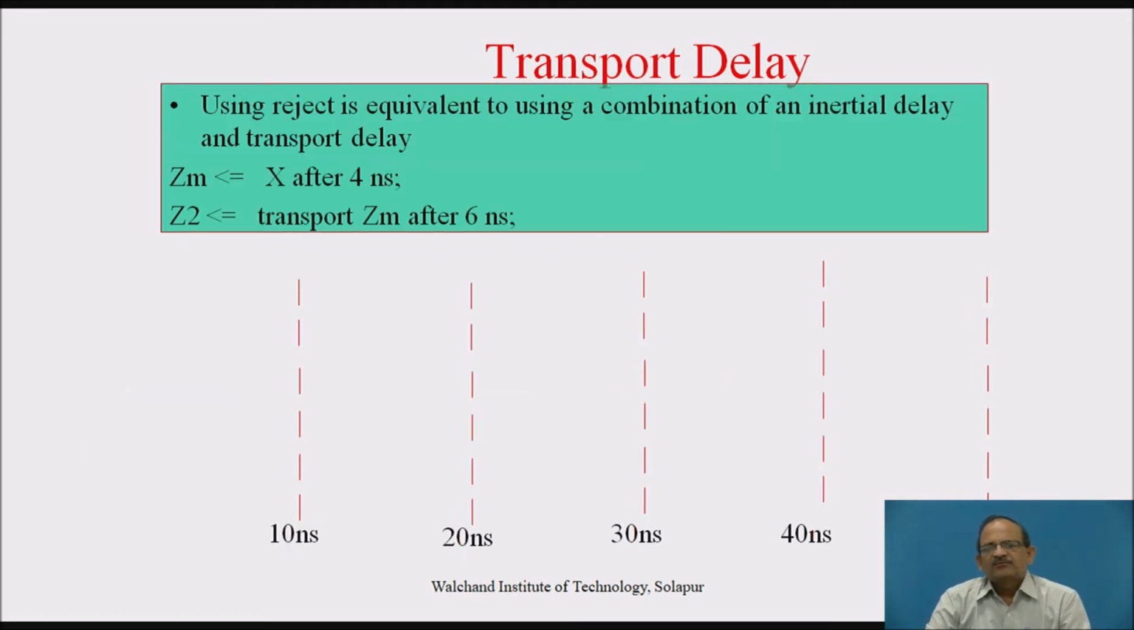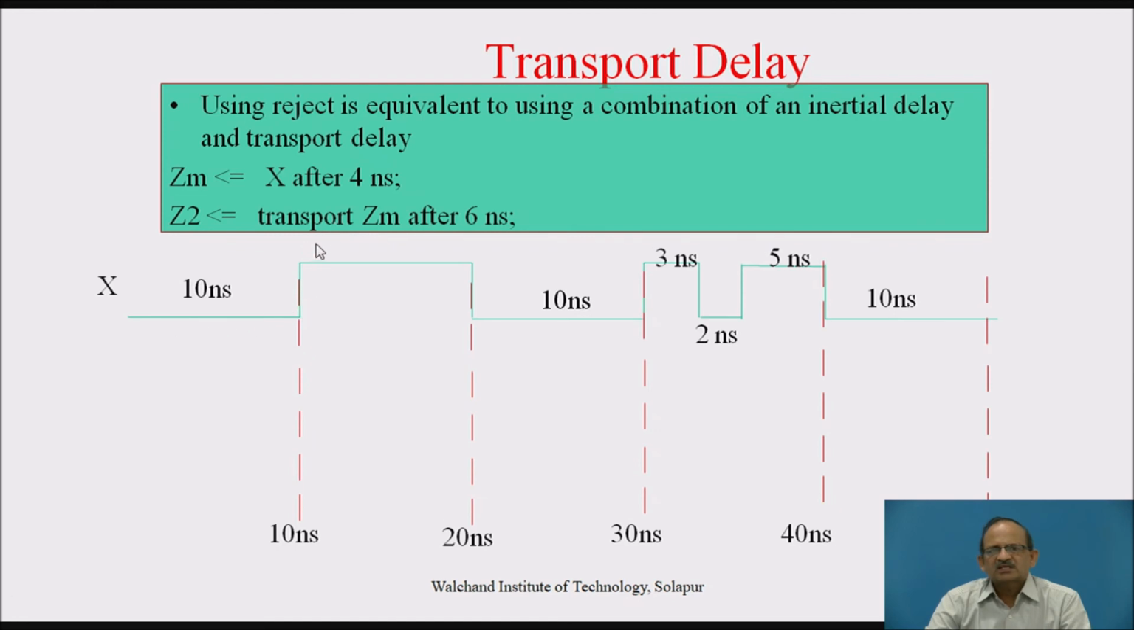So now consider that using reject is actually equivalent to using a combination of inertial delay and a transport delay. Say for example, let us consider these two statements. First, assign x to Zm after 4 nanosecond. Here the delay model used is an inertial delay because there is no keyword specified. So the default delay is inertial delay. In the second statement, there is a transport delay, transport Zm after 6 nanosecond, which means this value will be assigned to Z2 using this.